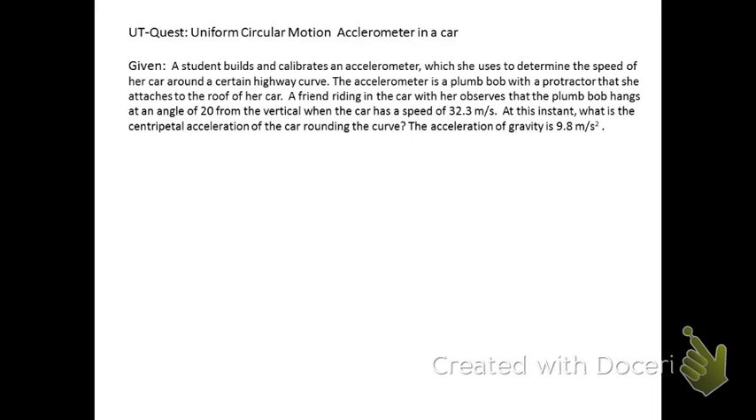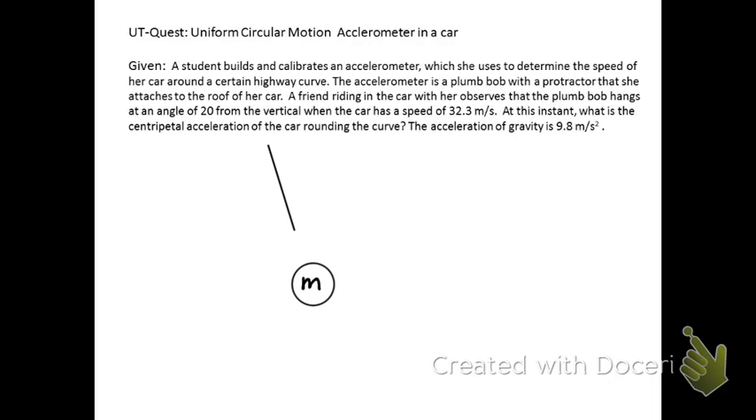All right, AP Physics, University of Texas Quest, Uniform Circular Motion, accelerometer in a car. A number of students asked about this one, and basically you have a plumb bob hanging from a car. So the plumb bob is going to be in uniform circular motion just with the car. And what it boils down to is a mass in a horizontal circle spinning around on a string.